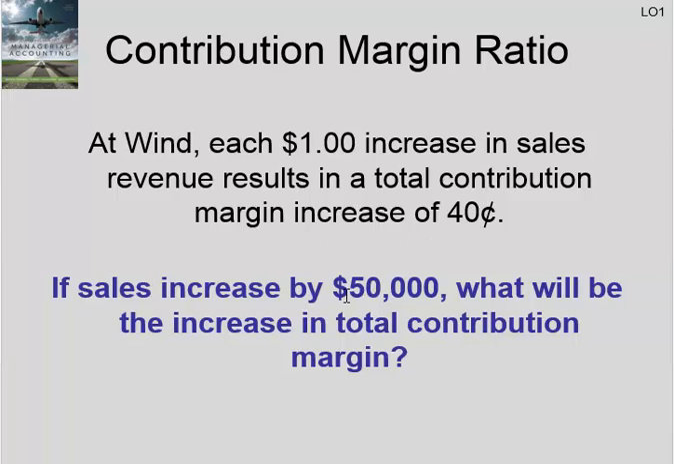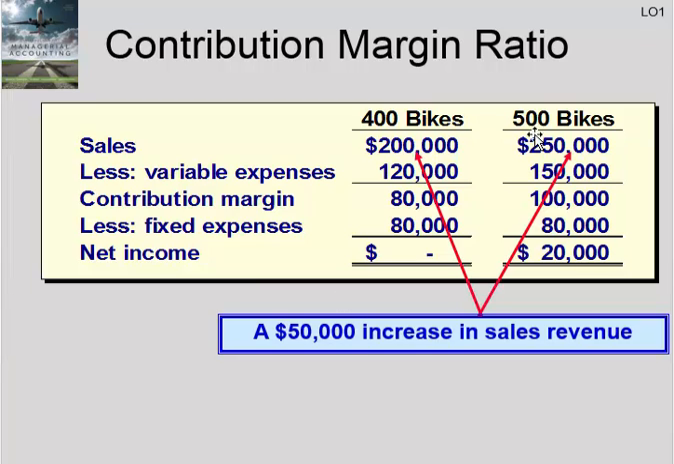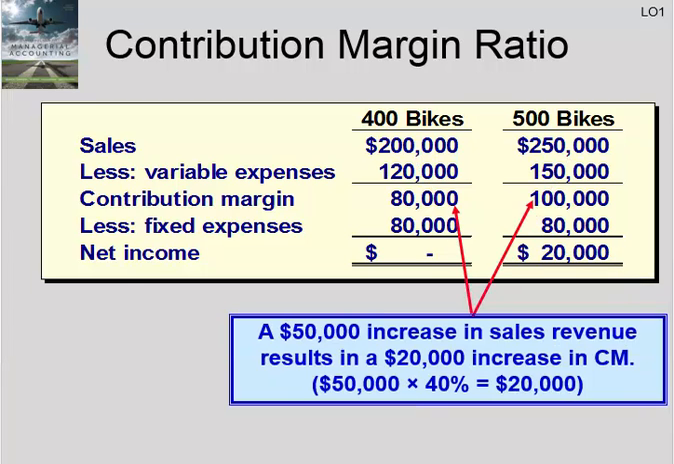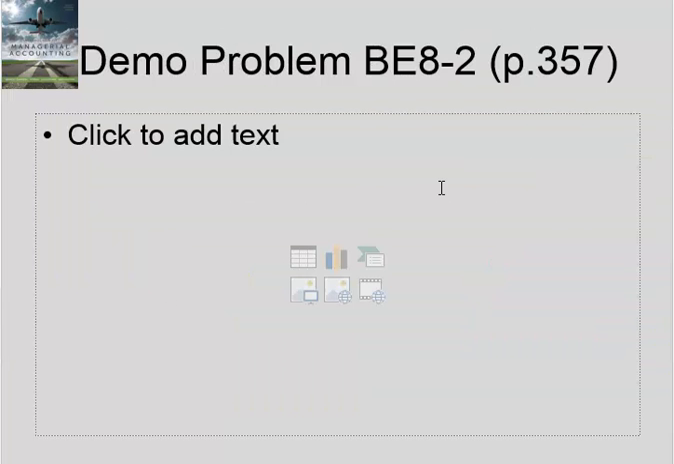So if sales increase by 50,000, what's the total increase in contribution margin? 50,000 times the 40 cents will give you, and we'll do it the old-fashioned way here, 20,000 in net income, or 50,000 times the 40% right there. And we're going to look at that. We'll go through a demo problem here. Brief Exercise 8-2 on page 357.